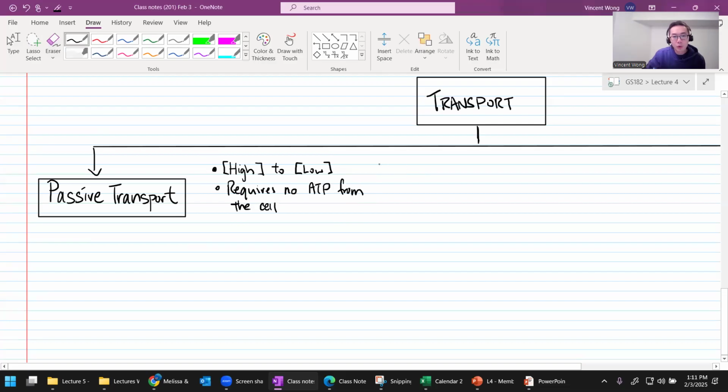Okay, think about going downhill. You have a ball at the top of a ramp, some kind of slope. You let go, and the ball automatically rolls down the hill from high to low. No energy is required. Pushing it up would require energy, right? But no, this is going downhill. So that is passive transport. Okay.